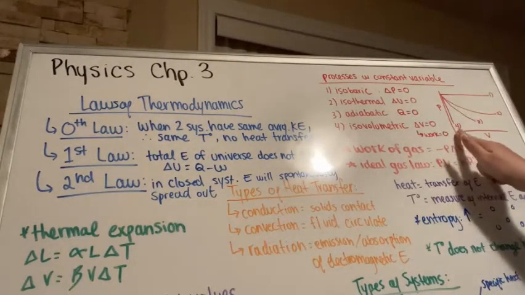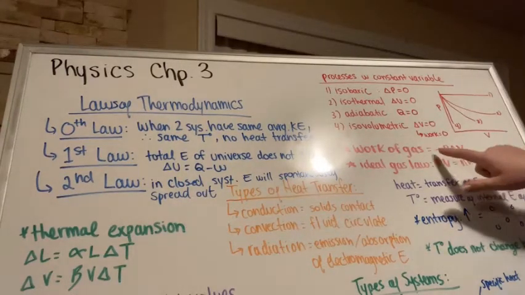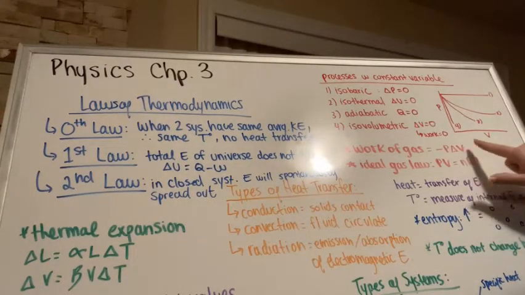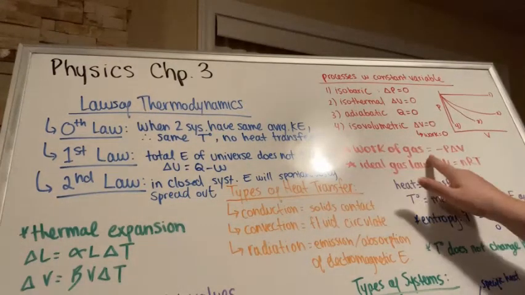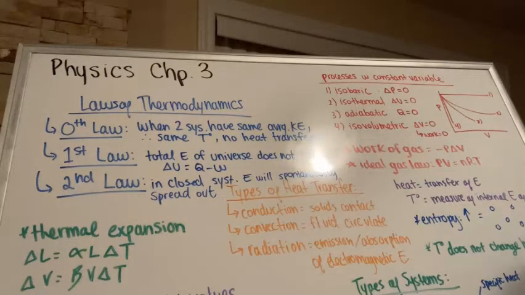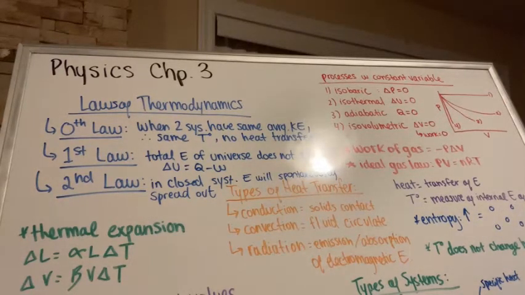And an important part with this one is that the work is also equal to 0, okay? Because the work of a gas is negative P delta V. So if the delta V is equal to 0, then no work will have been done. And this is a graph to demonstrate those processes. This is the pressure, this is the volume, this is the isobaric graph, the isothermal graph, this is the adiabatic graph, and then this is the isovolumetric graph.